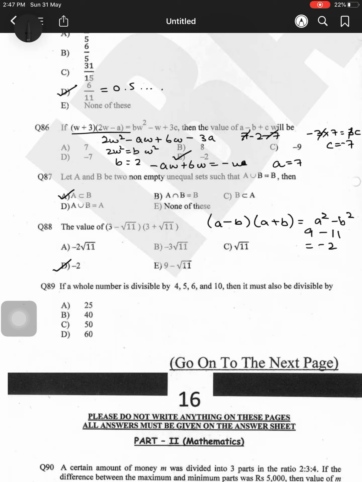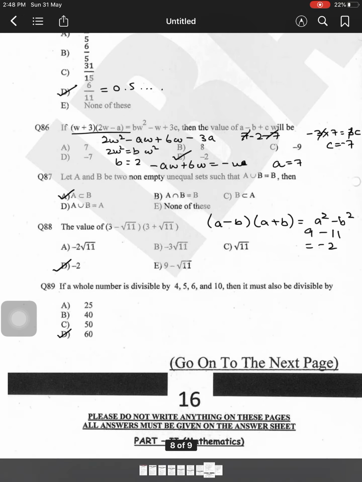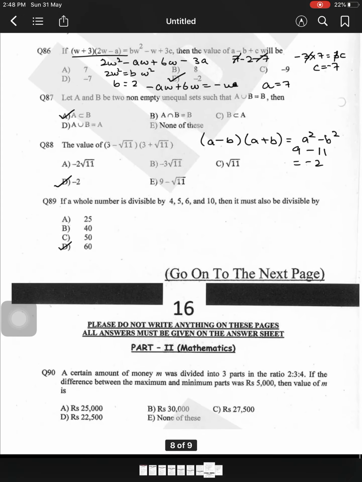In this next question, he is asking about a whole number that is divisible by 4, 5, 6, and 10, and that is going to be 60, which is D.